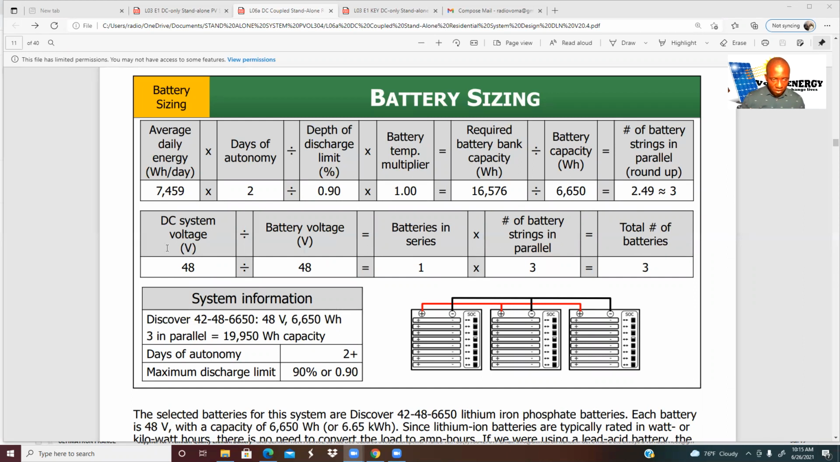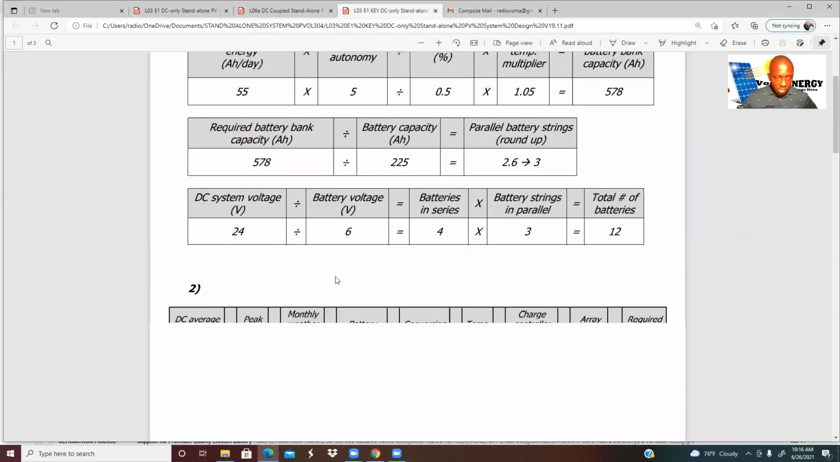Now it's very important here to understand the DC system voltage and the battery voltage. If we're using a 12-volt battery and our DC system voltage is 48 volt, we're going to be able to divide the 48 volt by 12 volt to give us the number in series. Let's move on here to see.